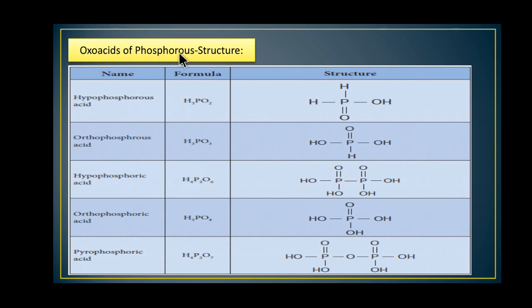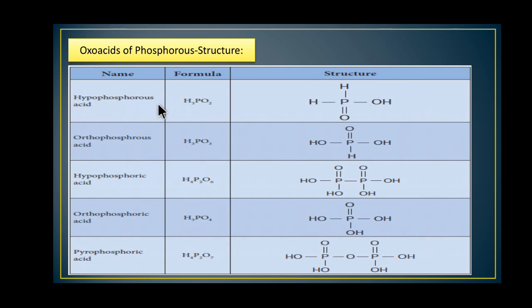And next, oxoacids of phosphorus and their structures. What are they? H3PO2, then H3PO3, H4P2O6, then H3PO4, then H4P2O7. These are the oxoacids of phosphorus and their structures. The Lewis structure. Already we discussed the conditions for drawing the Lewis dot structure. Is it clear? So you just go through the structures also.